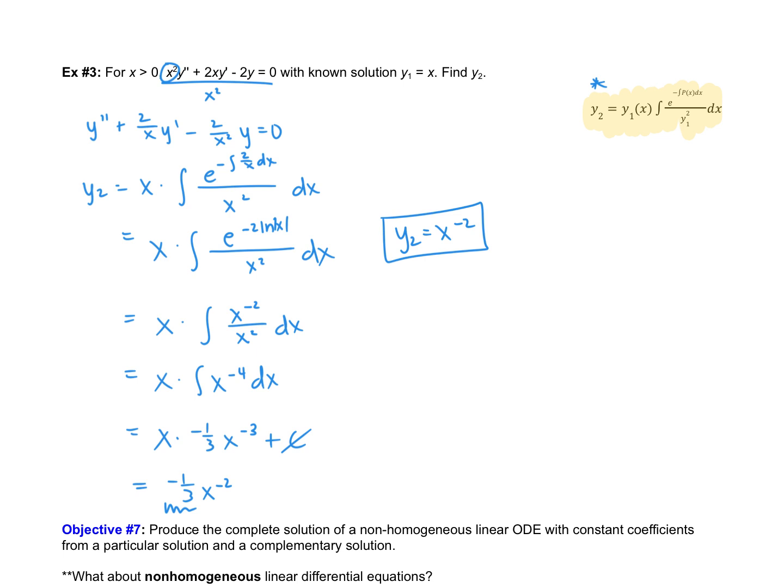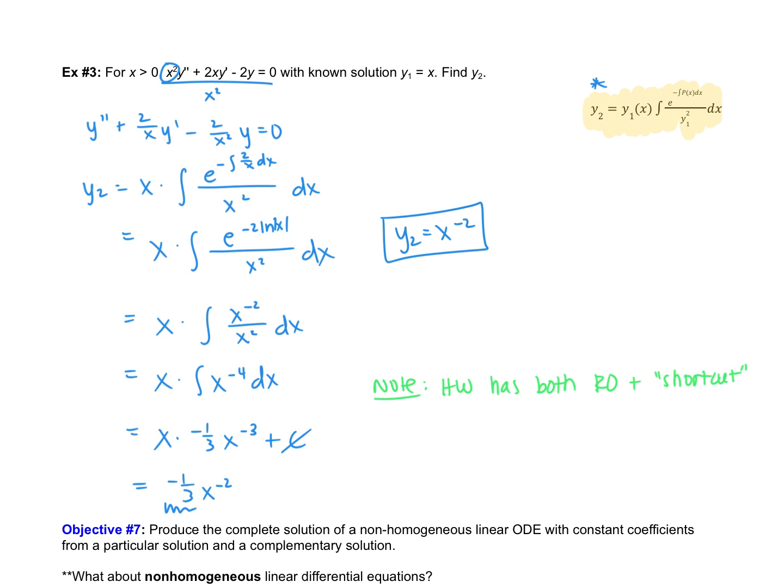So there we go, a little bit quicker than those first two examples that we did. A note for you, your homework has both reduction of order and this shortcut. You need to be able to do both. So you need to be able to do reduction of order. You also need to be able to do this quote unquote shortcut.